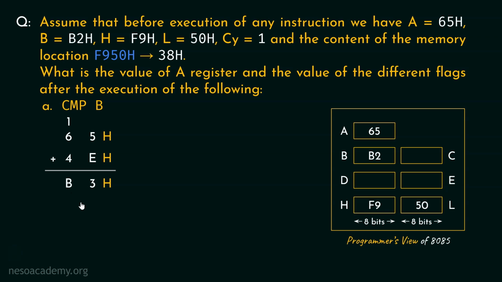Now think about it. We are executing the instruction CMP B. Since this is a comparison operation, the result is not going to be updated inside the accumulator.